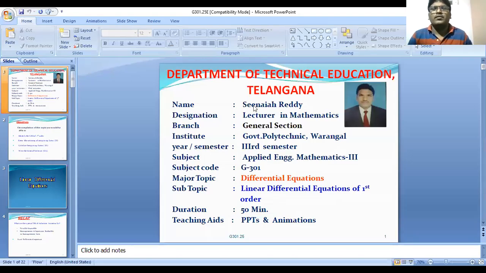Hi to everyone. Today we are discussing Engineering Mathematics 3 under the topic differential equations. Today's topic is linear differential equation of first order.